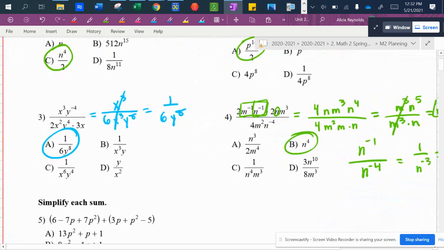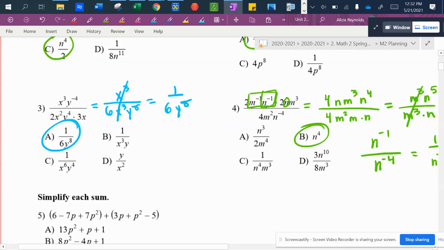For number 3, the first thing we should do is move our negative exponents. So x cubed is going to stay on top. 2 times 3 is 6. X squared times x is x cubed. And the 4 that I moved to the bottom is going to add with the 4 that's already down there to give me y to the 8th. X cubed over itself is 1. So I get answer A.